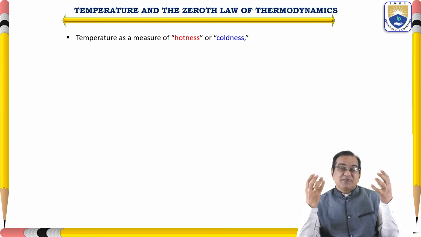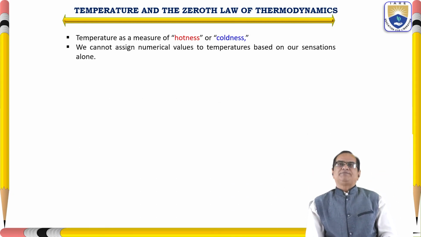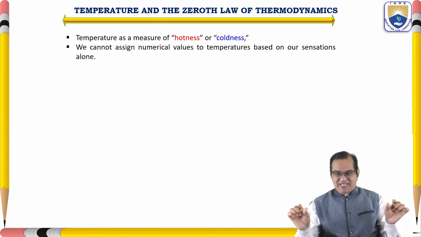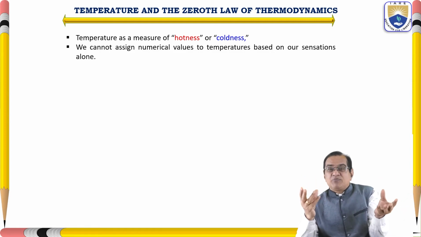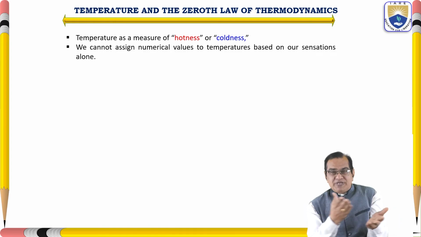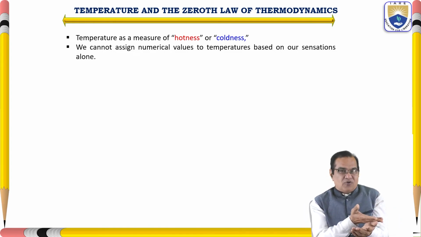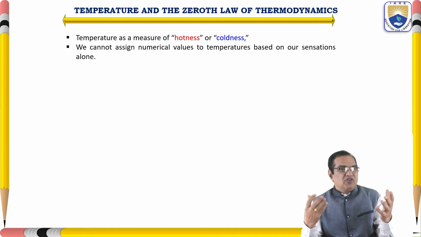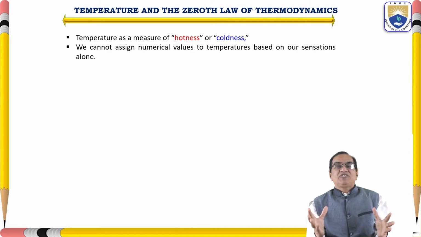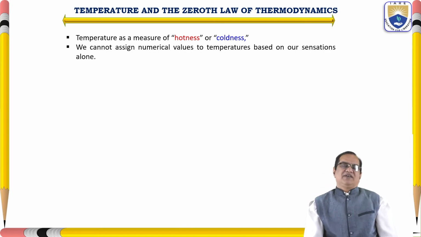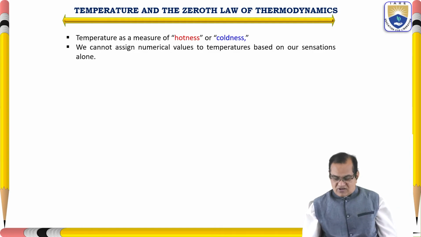So we should have some specific value. We can assign a numerical value to temperatures based on our sensation alone? I have just given the example. If I touch plastic or wood and then copper, I will feel that the copper is cooler. Does it mean the temperature is much cooler? No. Our sense may not give the correct values. So we need some scale, some instrument by which we can measure the correct value of hotness and coldness, and this is called a thermometer.